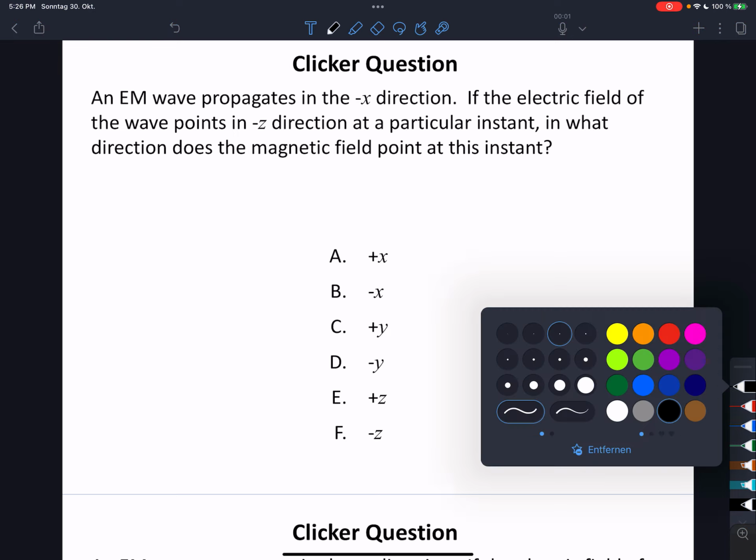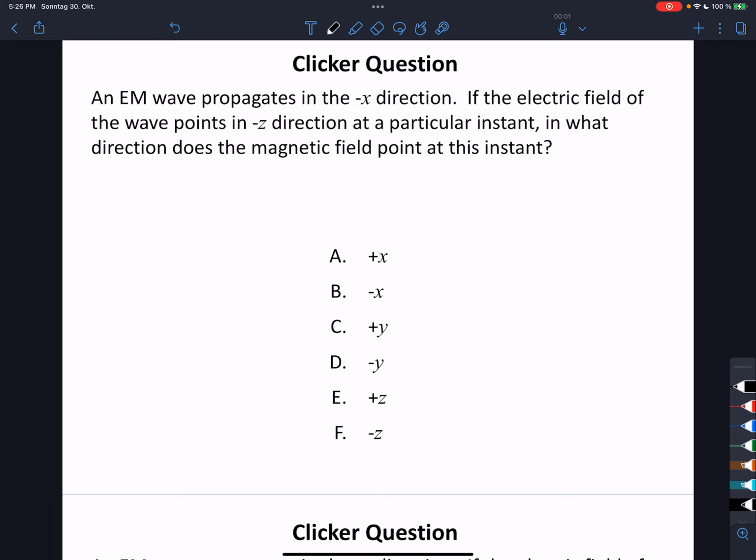Okay, so here we have to backtrack on what we know. So what do we know? Let's start first from drawing. So this is the y-axis, this is the x-axis, and the z-axis is just directly towards us, right? Okay, we have said that the electromagnetic wave propagates in the negative x direction.